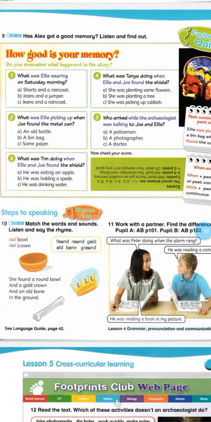The question: What was Ellie picking up when Joe found the metal can? Terrific! Yes. A bean bag. Ellie was picking up a bean bag.